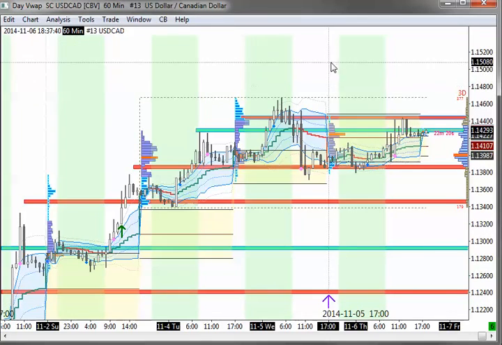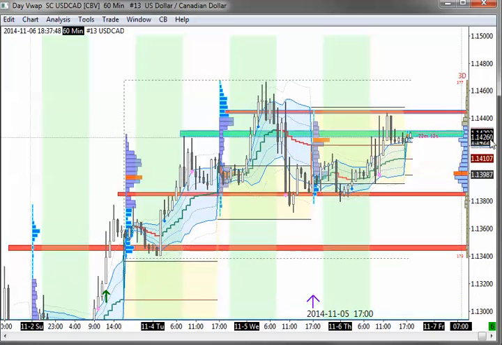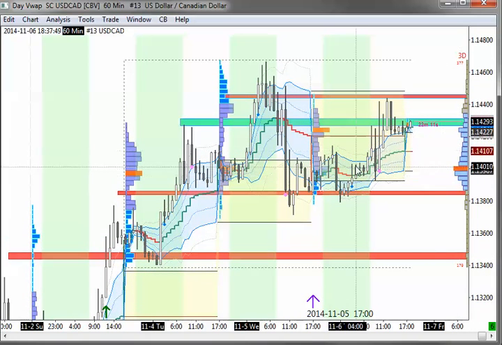Now, in addition to the developing value areas and the previous day's value areas, I also have my own levels that I've put in based on where I think support and resistance will be. And I had these levels in from earlier in the week and from the homework I did on the weekend.